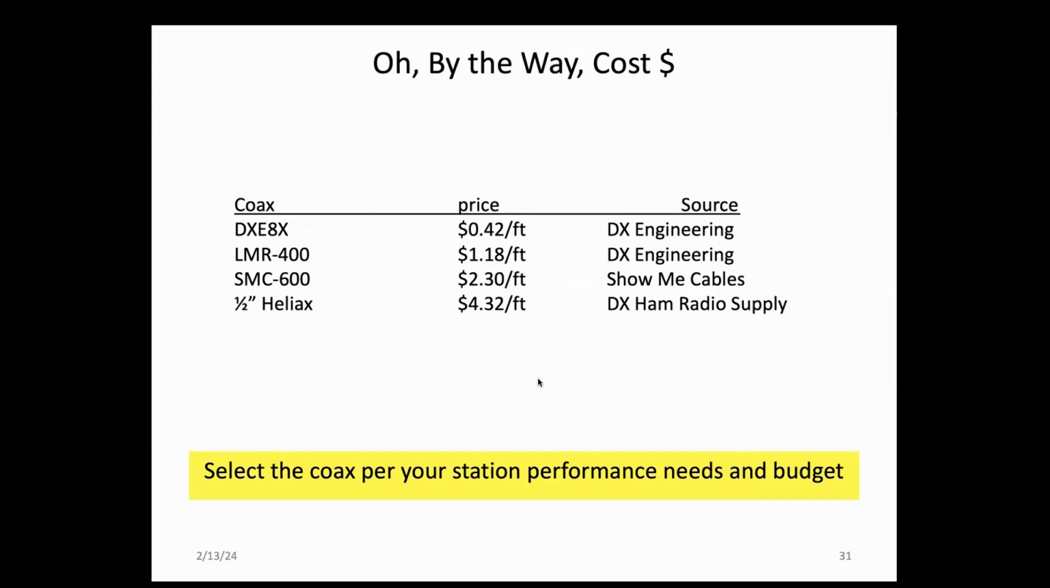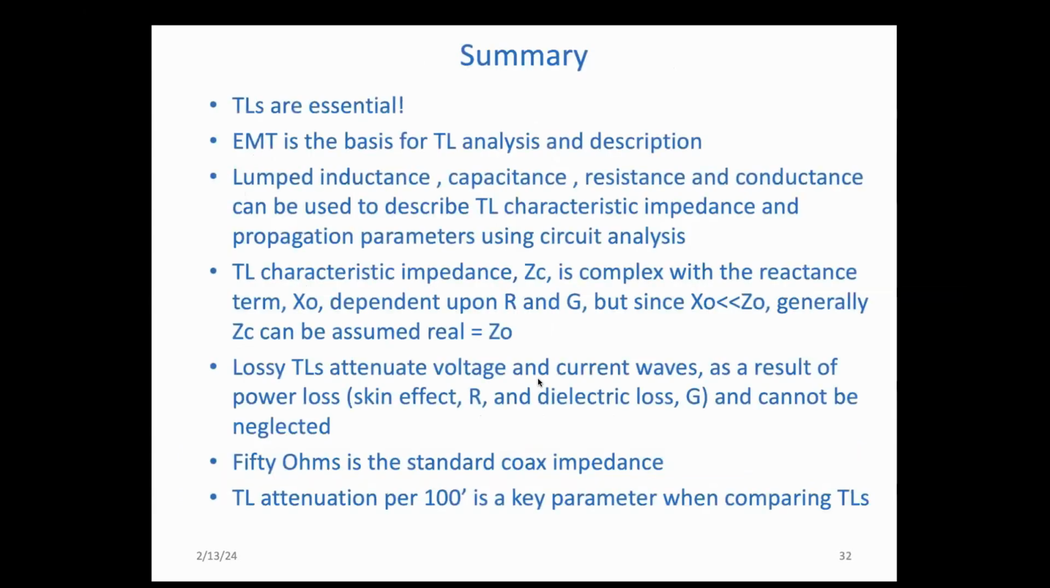Okay, next slide, please. All right, to summarize, obviously transmission lines are essential. We have to have them. Electromagnetic theory is the basis for transmission line analysis and description. We can use lumped inductance, capacitance, resistance, and conductance to describe the characteristic impedance and the propagation parameters.